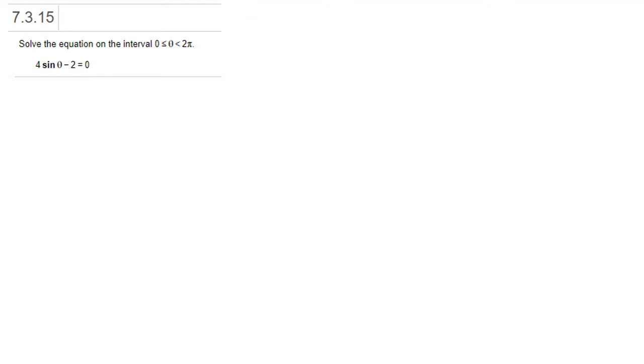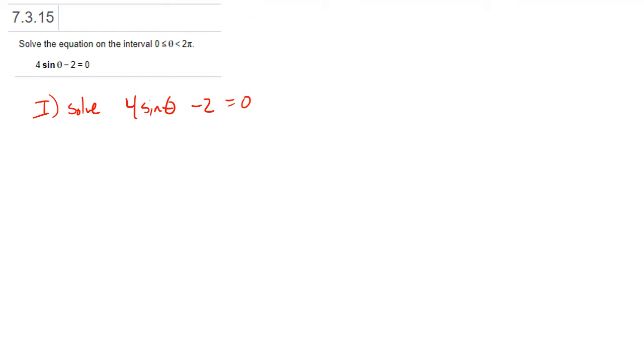Our first problem asks us to solve a trigonometric equation on a given interval. I like to approach these problems in two steps. First, we find all possible solutions regardless of the interval, and then we ask of all the solutions that exist, which ones are actually in that interval. So step one, we're going to solve 4 times the sine of theta minus 2 is equal to 0, and we're going to ask what are all possible thetas.